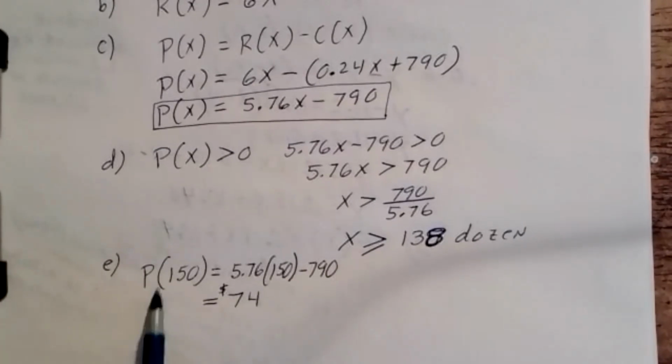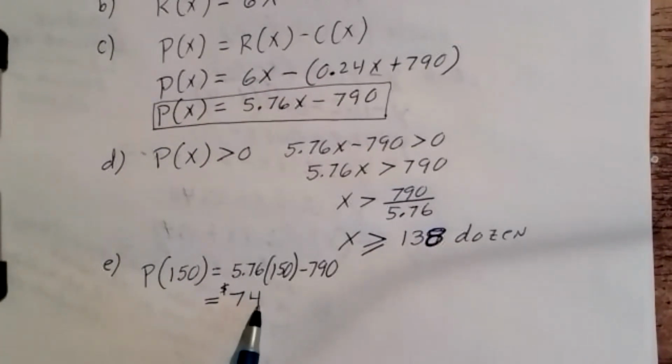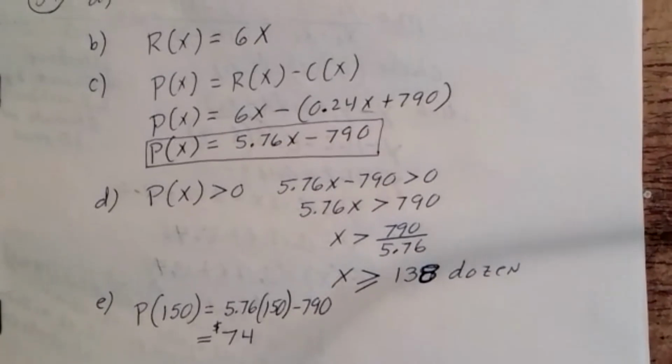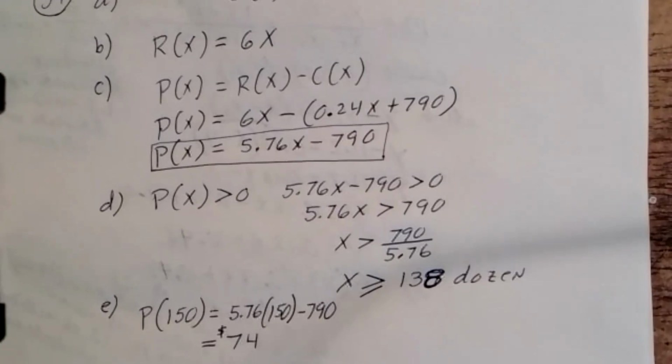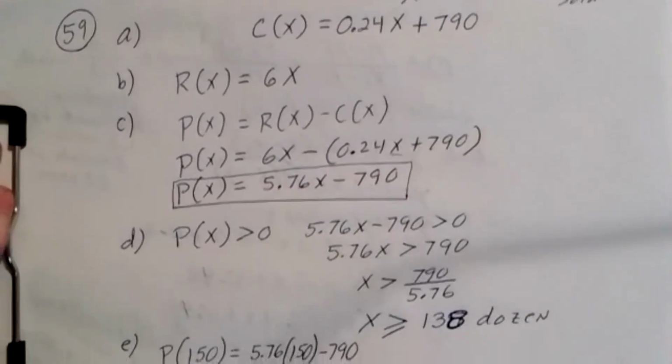If we sell 150 dozen cookies, will we make a profit? And if so, how much? The answer is to evaluate your profit function at 150. You'll make $74 profit. Did anybody get that? Anybody get these answers or not? All right, somebody's trying to talk, but I can't hear. Did anybody get these answers? Somebody did? All right.